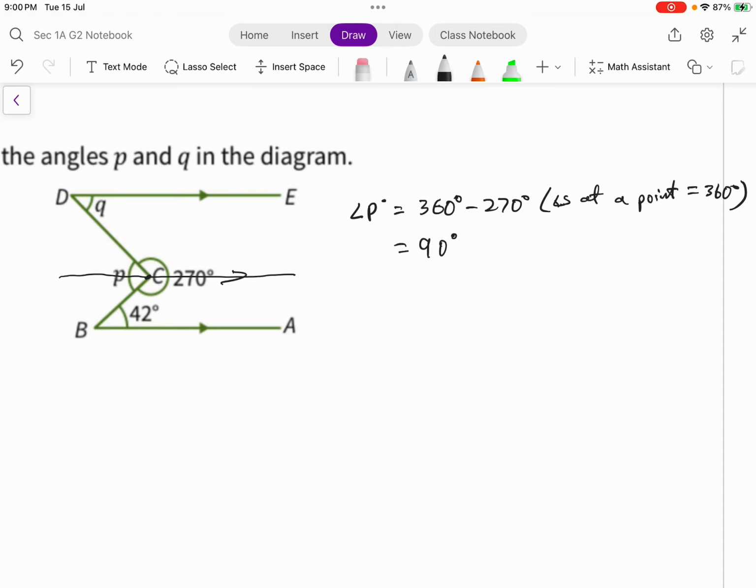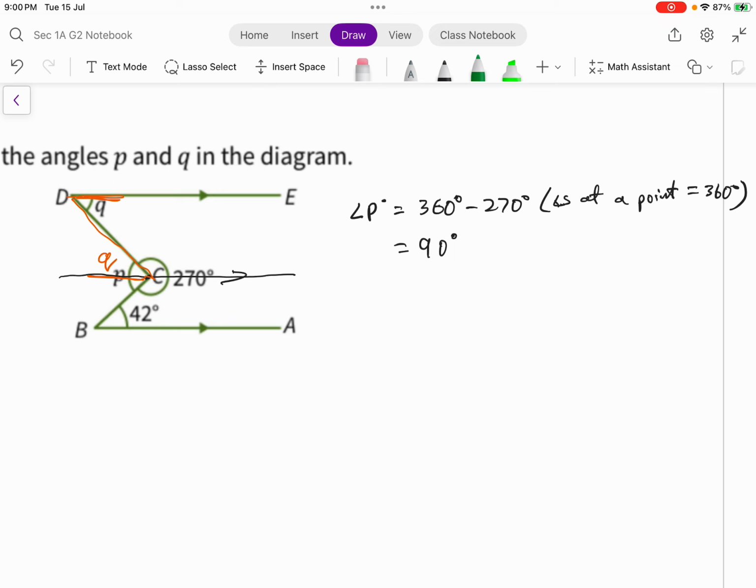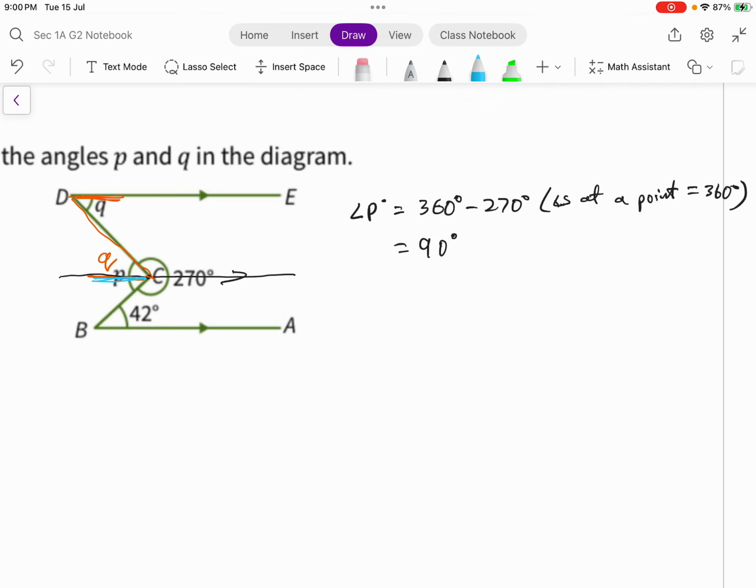And the only way you can find Q is because I want to use alternate angles. So the first alternate angles will be here. So I know Q is here. Right? Then the second alternate angles that I want to use would be here. Okay, second alternate angles would be here. Right, so I know that Q plus 42 equals to P.